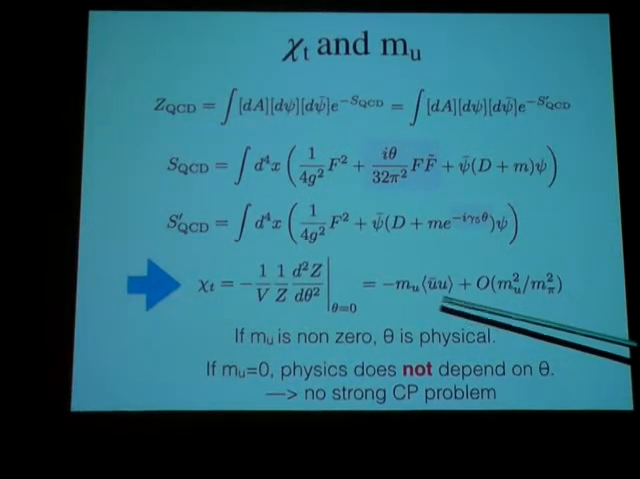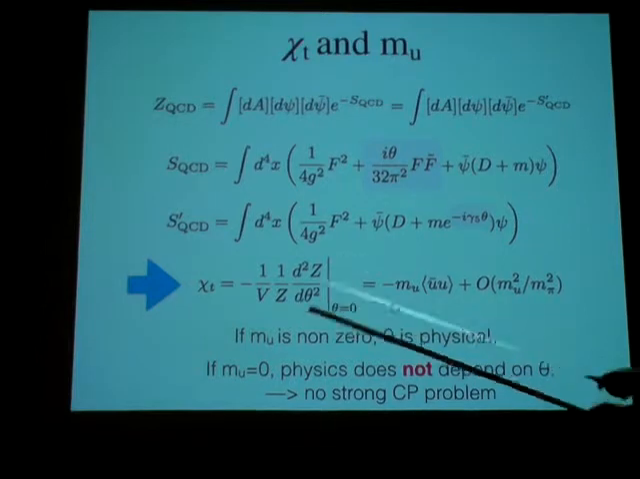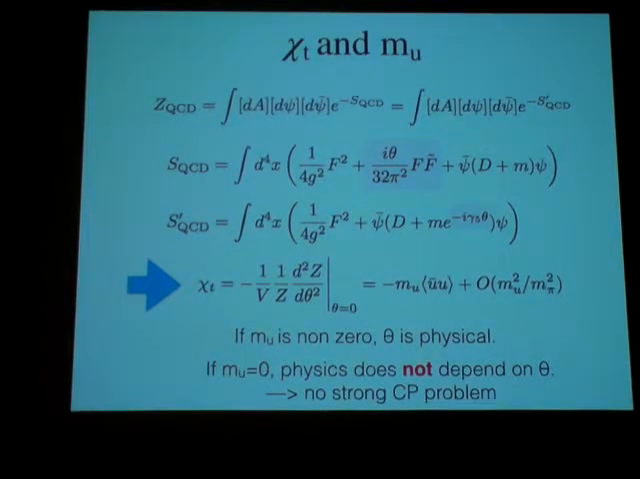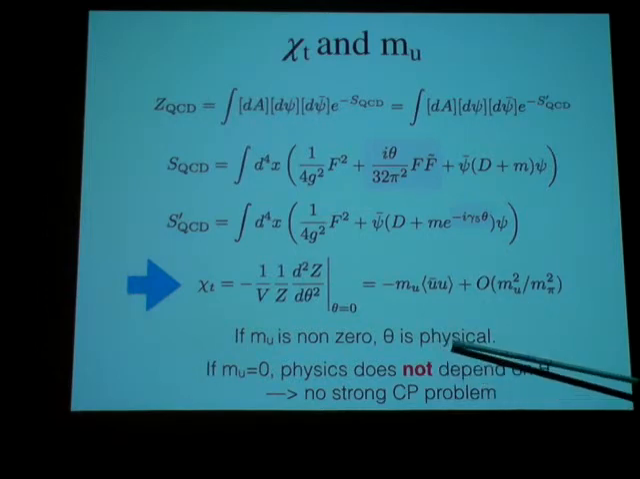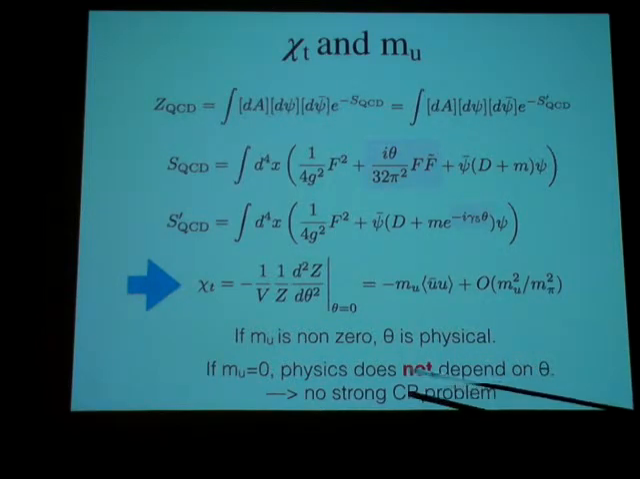That means if the up-quark mass is non-zero, theta is always physical. So that's the thing we need to check. If the up-quark mass is non-zero, theta is always physical. And if the up-quark mass is zero, this one just vanishes. So if the up-quark mass is zero, physics doesn't depend on theta. So it is really related to the question of the up-quark mass. So this is clear. Okay.